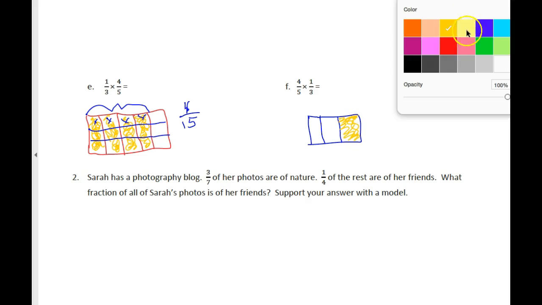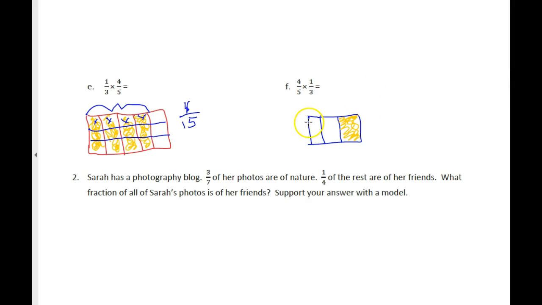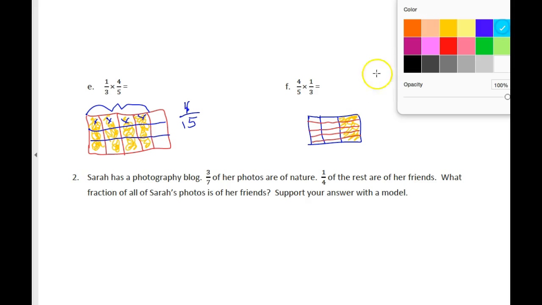And the next step says we're breaking it into fifths. So let's do it this way. 1, 2, 3, 4 lines gets us fifths. And we want 4 of them. So let's get another color. We want 4 of them.